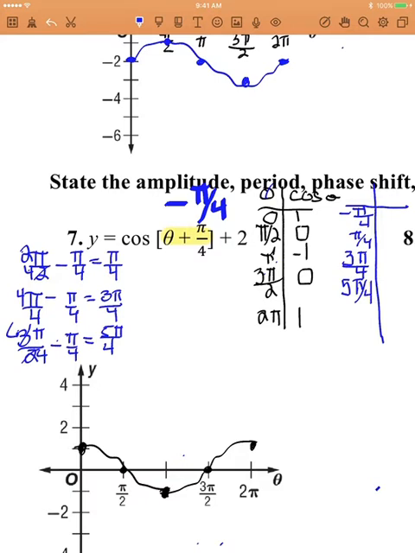And I believe this is probably just going to be 7 pi over 4. I'm noticing a pattern, it's going by 2's. Negative 1, 1, 3, 5, this is going to be 7. 7 pi over 4.